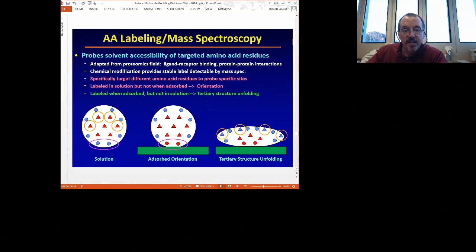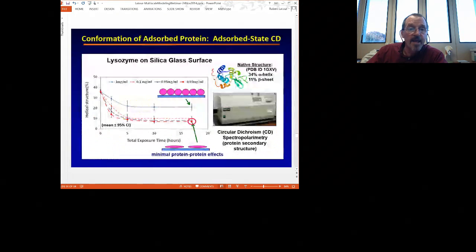And so we're using these experimental methods to get the kind of amino acid level data we need for assessing simulation results. And this just shows some of our CD results for lysozyme on silica glass. The y-axis here is the percent helicity. The native state is about 38% helical structure of this protein. And as you can see, we adsorb it from different solution concentrations, and we get very different changes in the amount of unfolding.